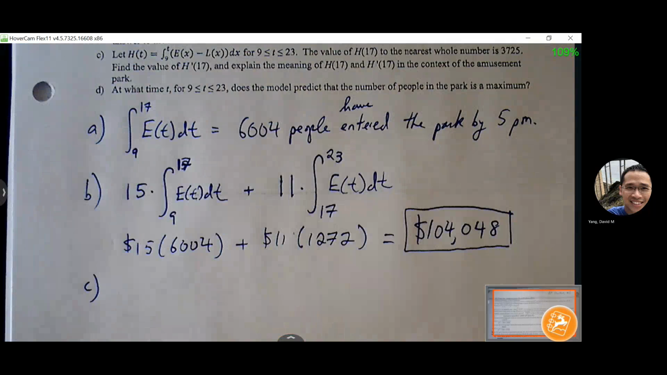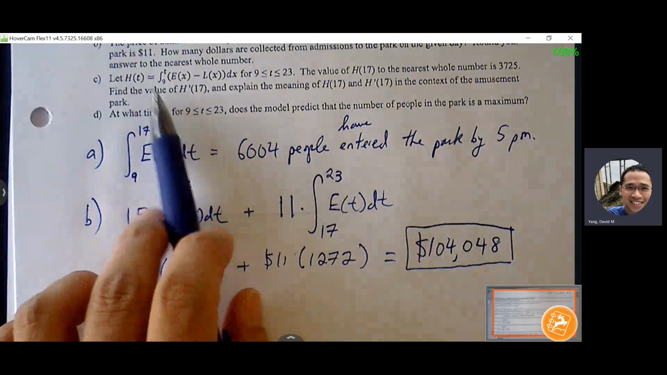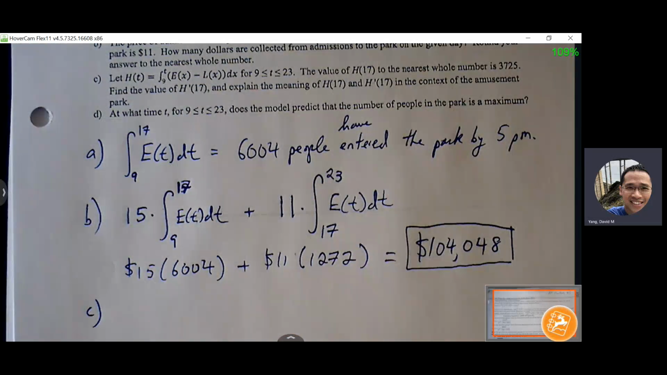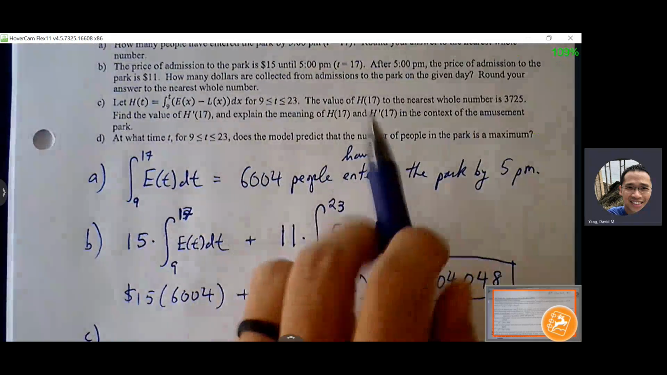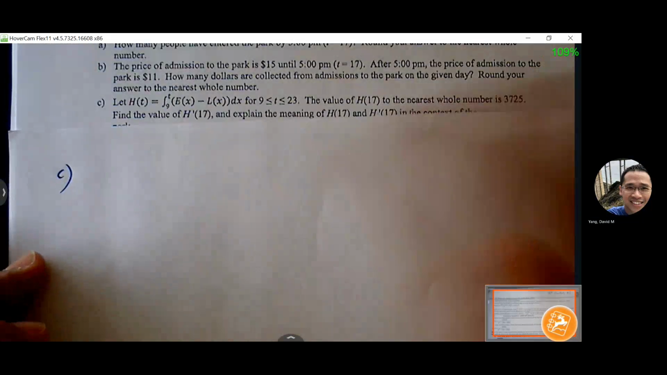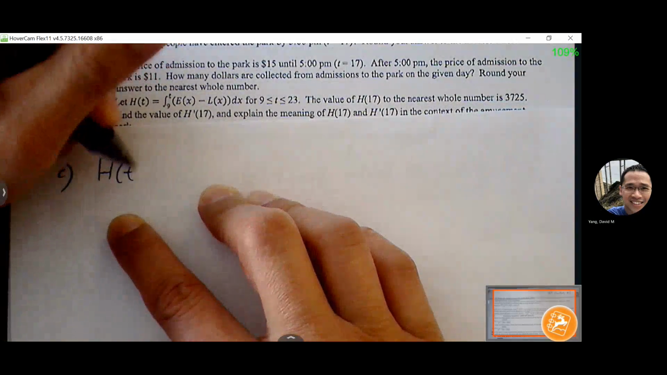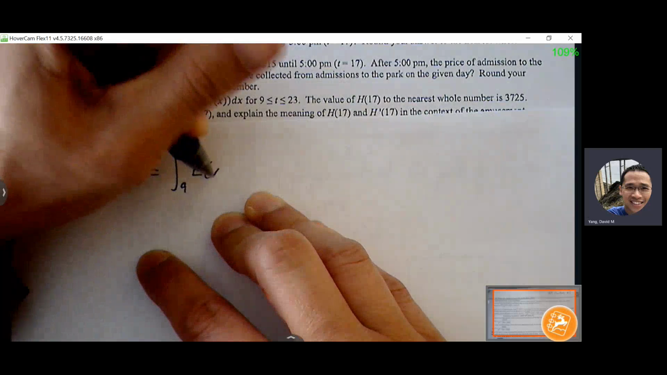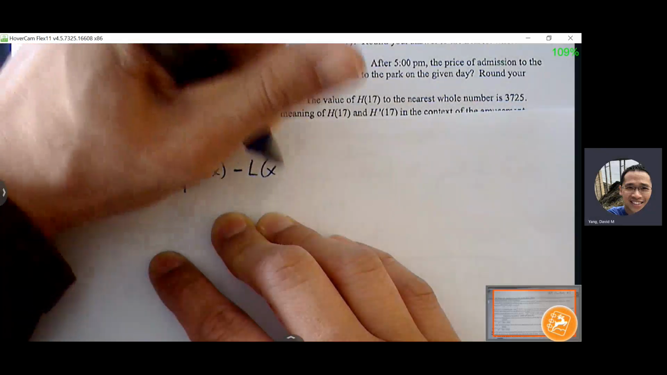Okay, part C. It says let h of t be the integral from 9 to t of E of x minus L of x, and the value of h of 17 to the nearest whole number is 37.25. So let's build this out here. So for part C here, h of t, integral from 9 to 17 of E of x minus L of x.